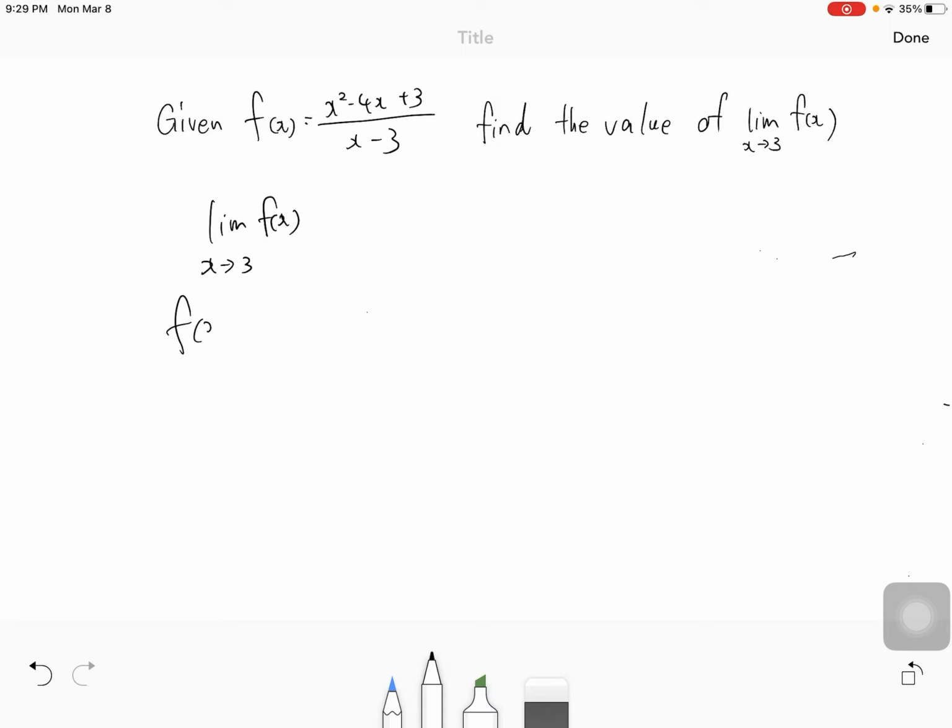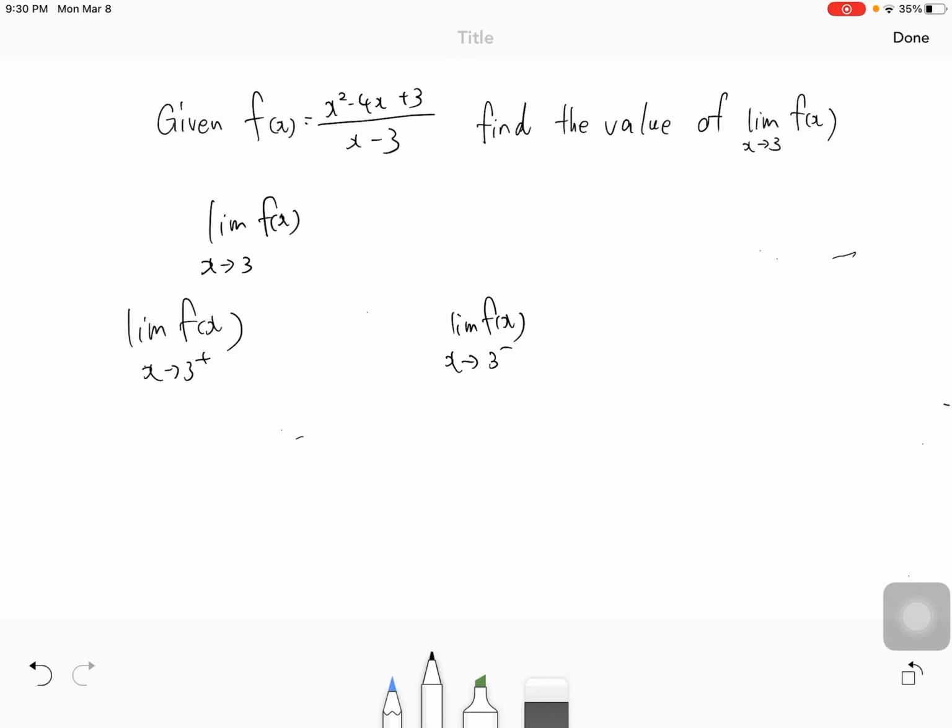Actually, it's pretty similar to f of 3. To find f of 3, what you have to do is just plug in 3 into this equation. That's it. But to find the limit of f of x, you have to calculate two things. First one is this, and second one is this.